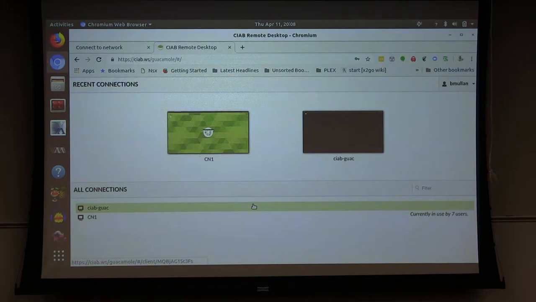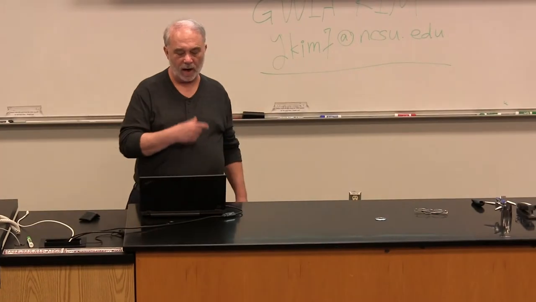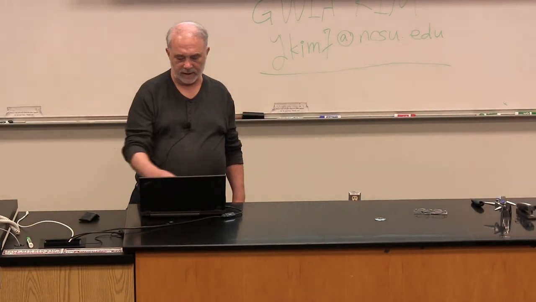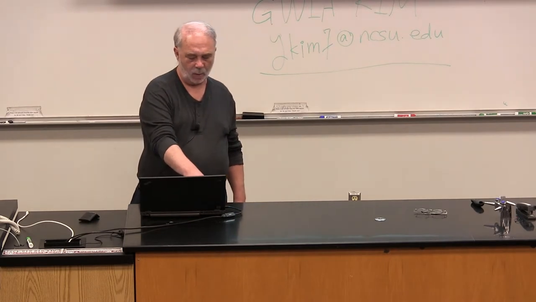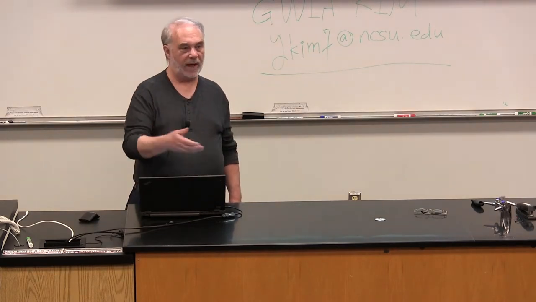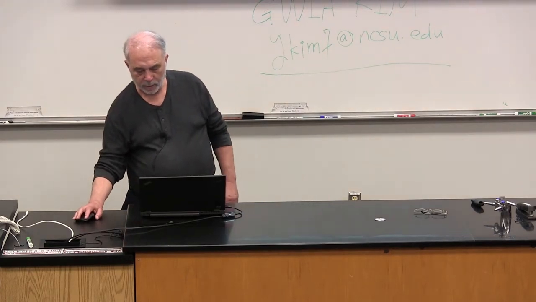This is what you'd see if you had more than one connection tonight, say you had 20 connections, 5 Windows servers, 15 Linux servers, and you had connections enabled for you to access any of those via Guacamole. You'd see all those listed here. Me, because I'm the admin, I have the CIAB Guac container, so I can go do admin type stuff, and then the CN1 container.